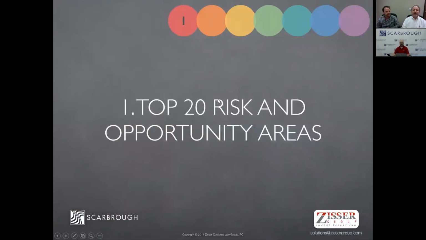So the first thing you want to look at is what we call your top 20 risk and opportunity areas. We've identified 20 risk and opportunity areas that you want to look at when you're talking about a Mexico operation. All 20 of these are important. These are generally what we consider high priority areas. These are the same things that Mexican Customs is going to be looking at. And as I said, there are opportunity areas and there are risk areas.